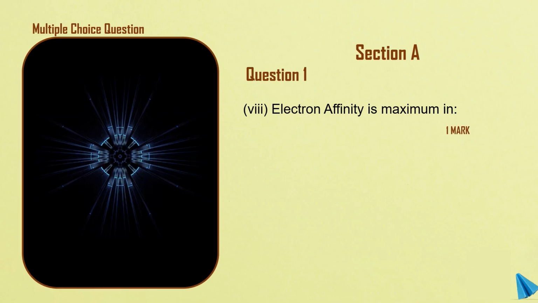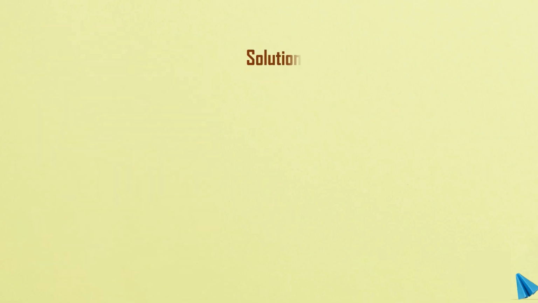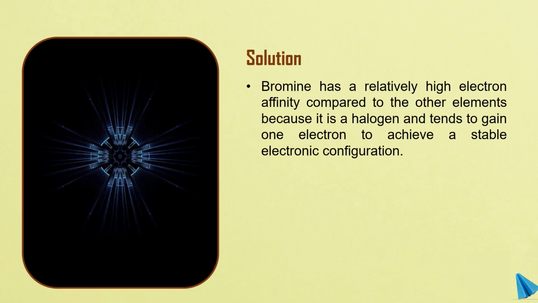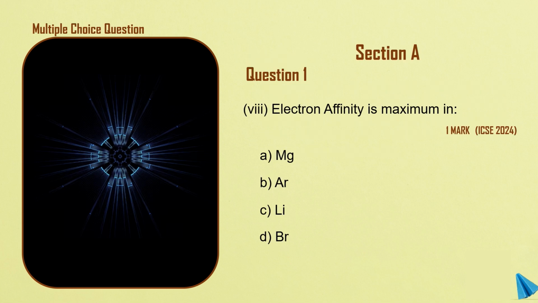Let's have a look at the new question now, that is your 8th sub question. The electron affinity is maximum in which of the followings? Mg, Ar, Li, Br. So what's the right answer? Bromine has a relatively high electron affinity compared to the other elements because it is a halogen and tends to gain one electron to achieve a stable electronic configuration. So Br, that is bromine, is the correct answer, which is your option D.